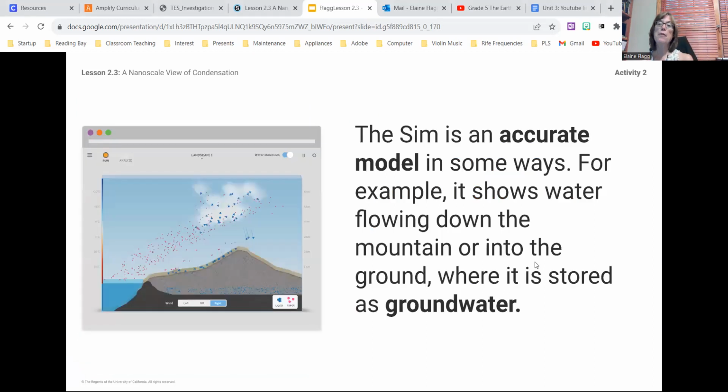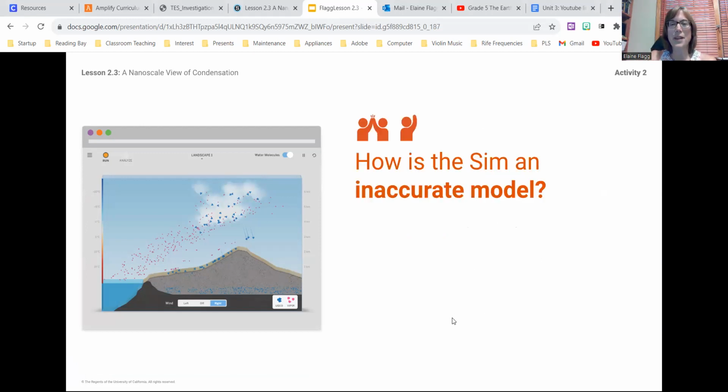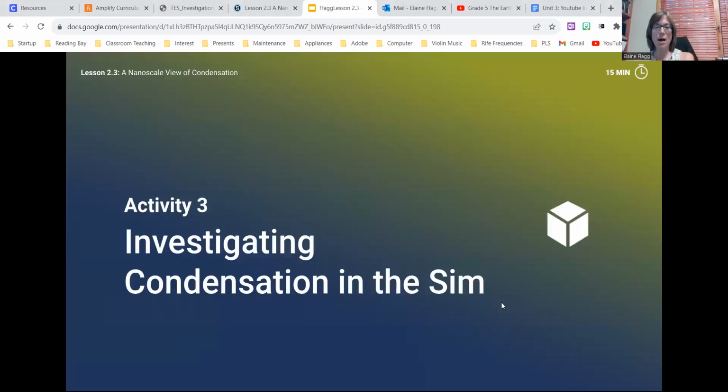Okay, so now the sim is an accurate model in some ways. For example, it shows water flowing down from the mountain or into the ground where it is stored as groundwater. Oh, this could help us with our East Ferris, West Ferris problem. And it says, how is a sim an inaccurate model?